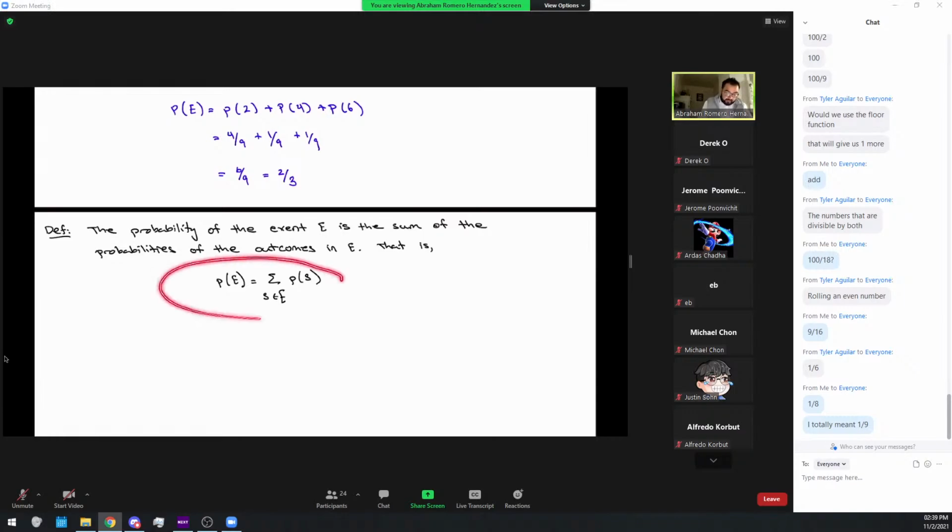Any questions on that? This definition still coincides with pretty much what we did in section 7.1, where if you add them all up, it should equal 1. And it will. Good. Any questions?